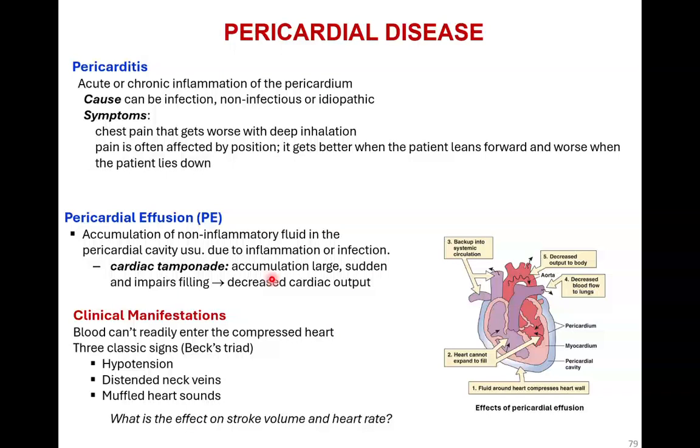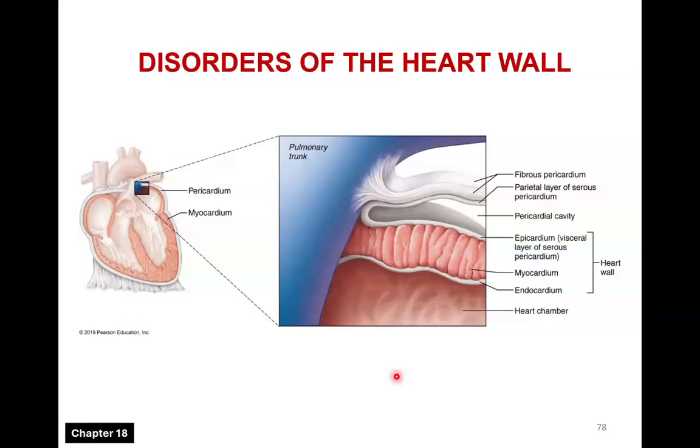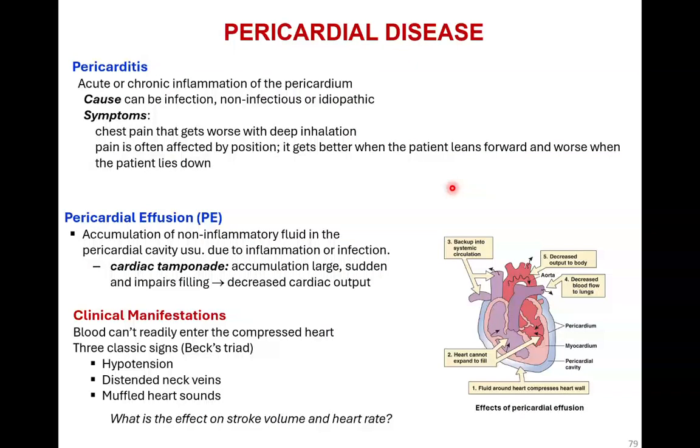So carditis is an inflammation of any layer of the heart. Pericarditis has to do with an inflammation of the pericardium. So if I go back and we look at the heart wall, here's the fibrous pericardium. Pericarditis is the inflammation of that area. The cause can be infection, it can be idiopathic. Usually what you get is chest pain. And why do you experience chest pain?